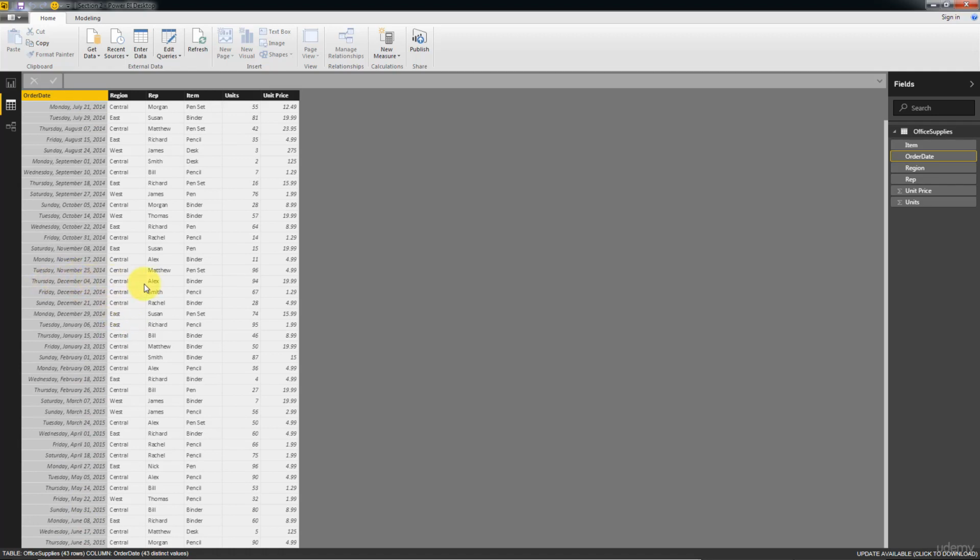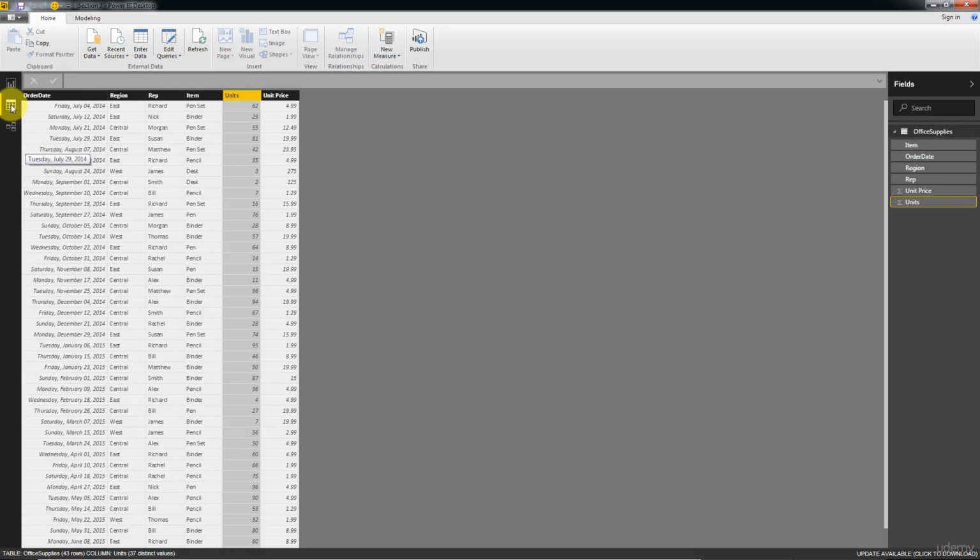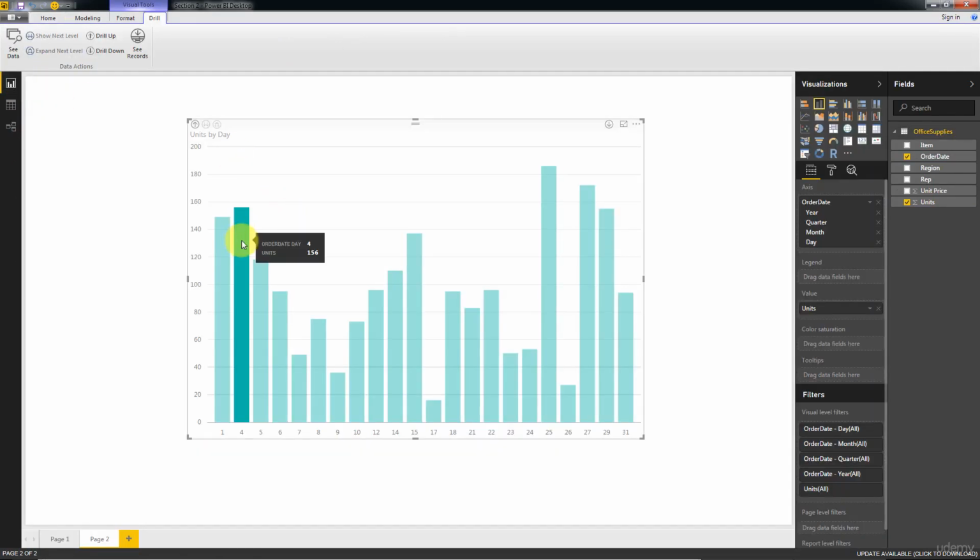There it is, Thursday, December the 4th. There's another one. And if you look through all of them, there's only 2. So Friday, July the 4th, 2014, and Thursday, December the 4th, 2014 as well. Those 2 rows are going to be aggregated, and you can check that because the units here is 62, and in this one the units is 94. So together it's 156. If I look at this, there's exactly 156.